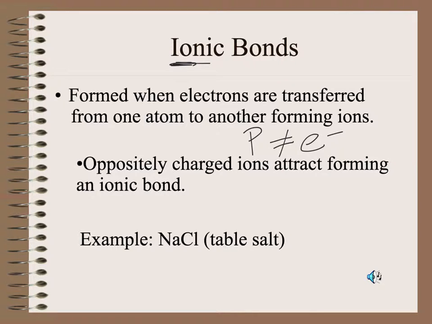So if you have a positively charged atom, because it's lost an electron, that's going to be attracted to a negatively charged ion because now it's gained an electron. So when those electrons are passed from one to the other, then it looks like a smiley face. But at any rate, the classic example for ions is table salt. Okay, so we'll see that in the next picture.